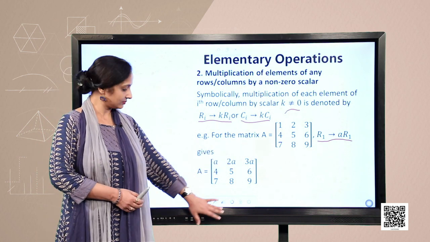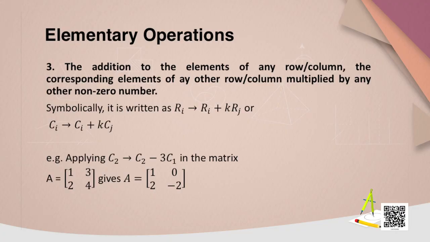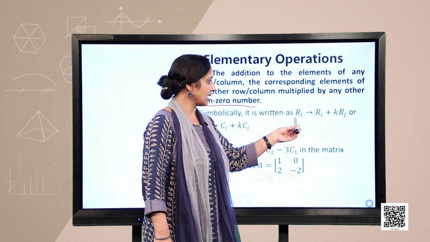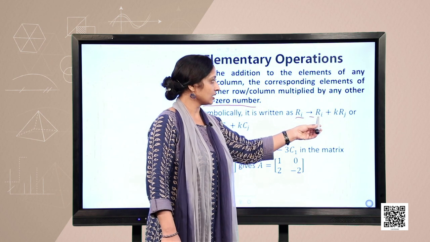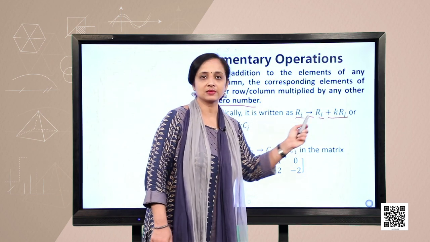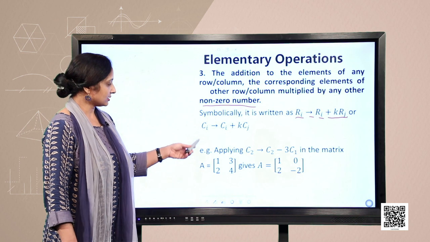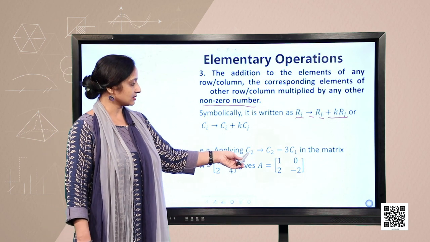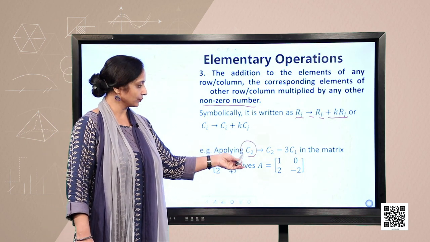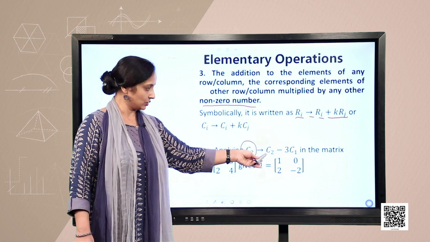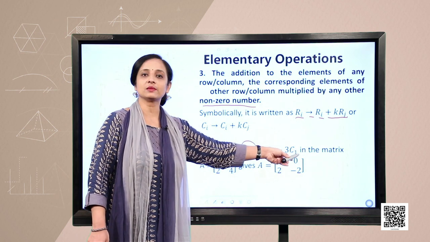and 3a. The third operation is addition to the elements of any row or column, the corresponding elements of another row or column multiplied by a non-zero number. This is written as Ri changes to Ri plus k times Rj. This means if you are interested in changing C2, then start by writing C2 minus 3 times C1.